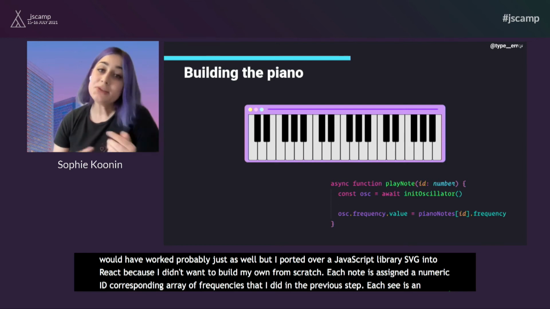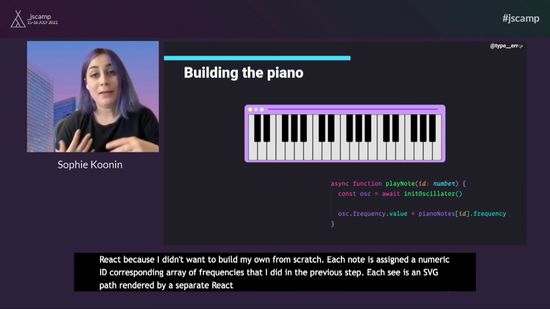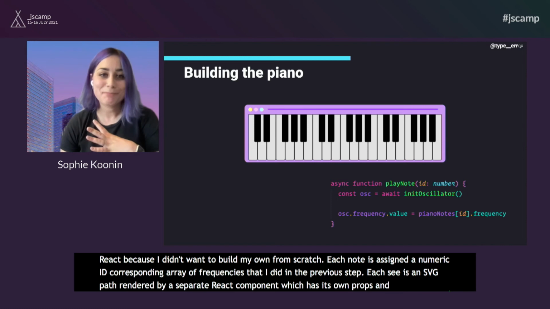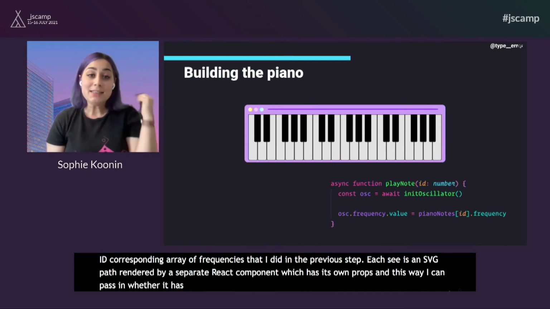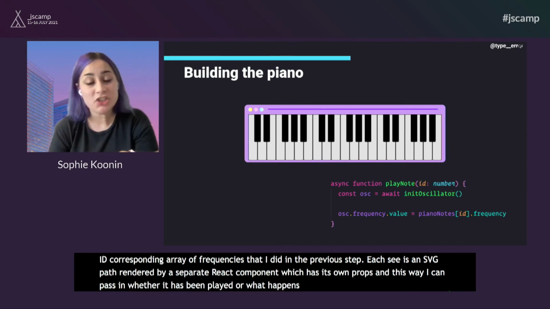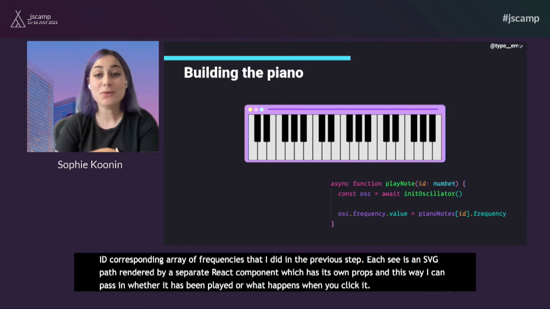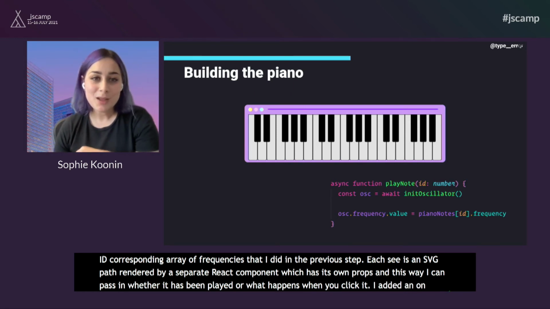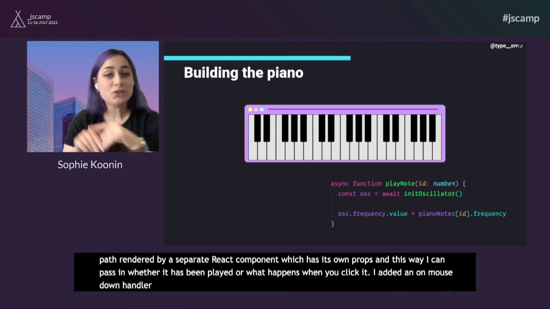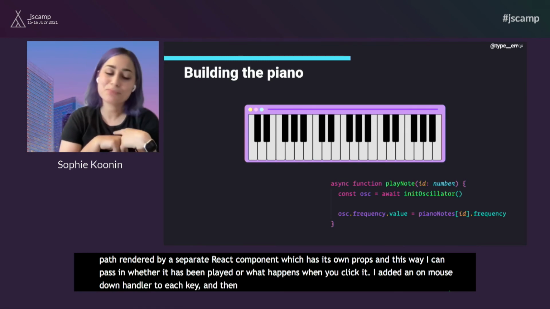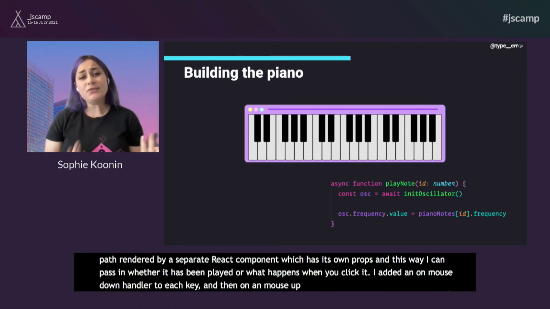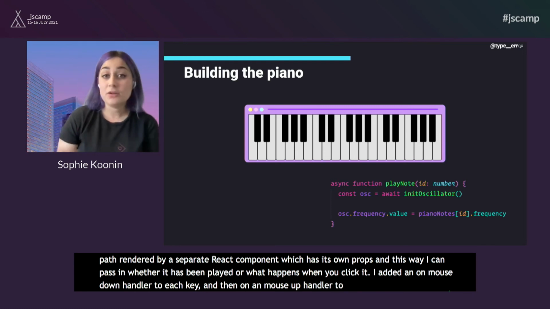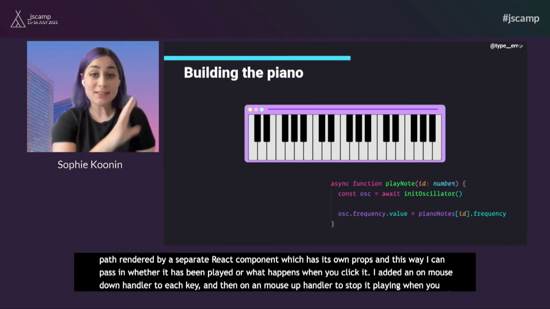Each key is an SVG path rendered by a separate React component that has its own props. And this way I can pass in whether or not it's currently being played and what happens when you click it. I added an on mouse down handler to each key, which sets the oscillator frequency to the frequency at that position in the array, and then an on mouse up handler to stop it playing when you release the mouse button.